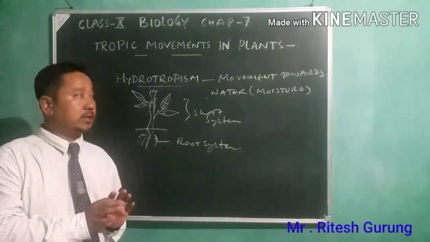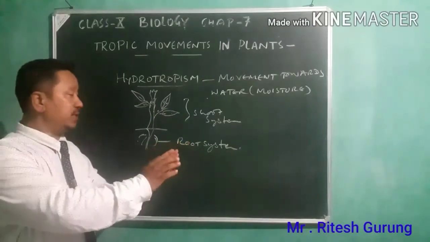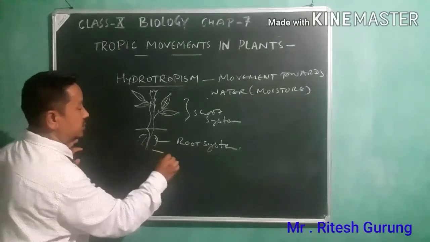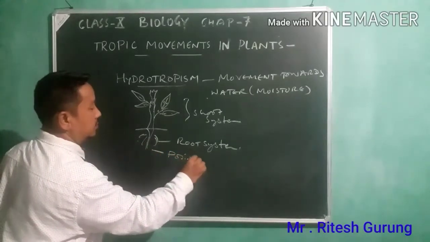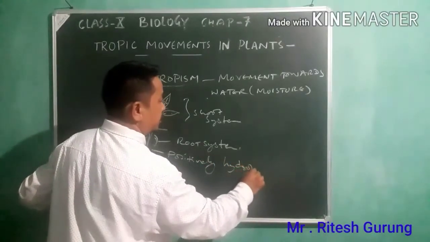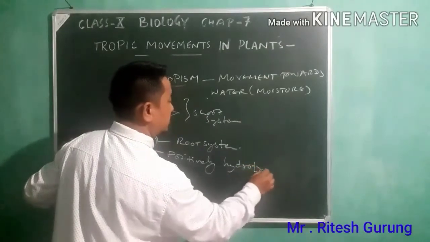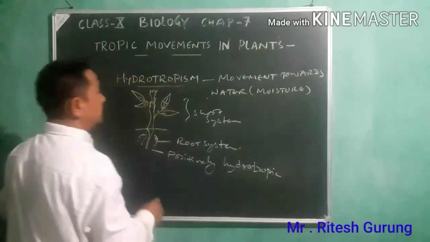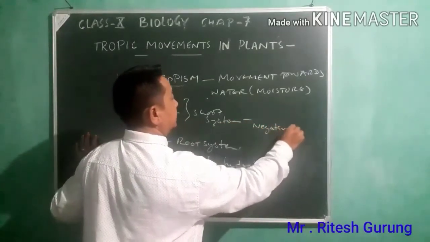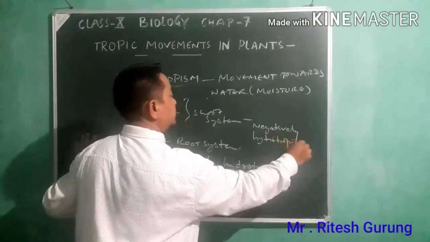This root system always moves towards the source of water or moisture. Wherever there is moisture or water, it moves there, which means this region is positively hydrotropic, and this region is negatively hydrotropic. Please note it down here also.